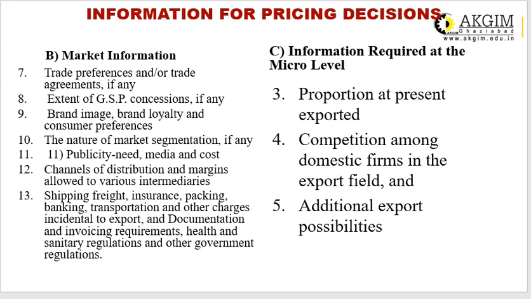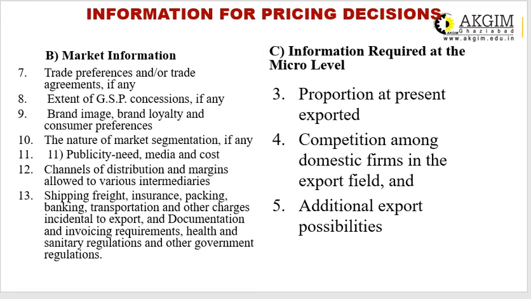Then the shipping freight, the insurance, the packing, the banking, the transportation and other charges incidental to the export, and documentation, invoicing requirements, health and sanitary regulations. All this information about the market has to be gathered when you're entering the international market with your product and you have to set a price for your product in the international market. Other information that is required at the micro level is the proportion at present exported, that is, how much product you're exporting at present. What is the competition among the domestic firms in the export field, and are additional export possibilities there or not?